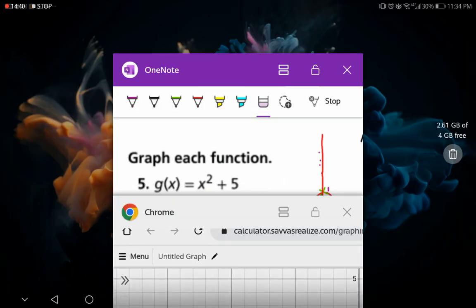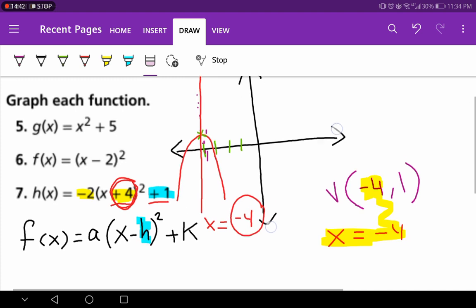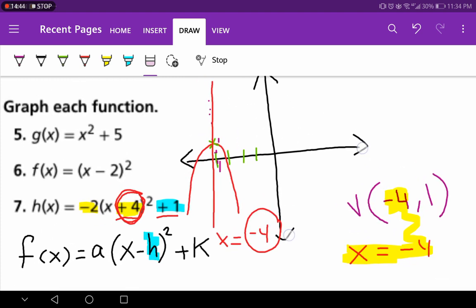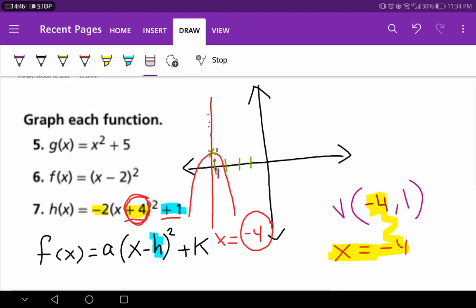Me too. So I hope you learned how to graph a quadratic function in vertex form.